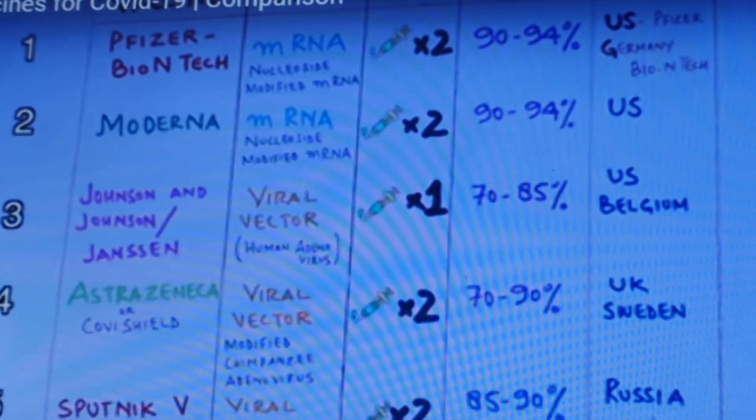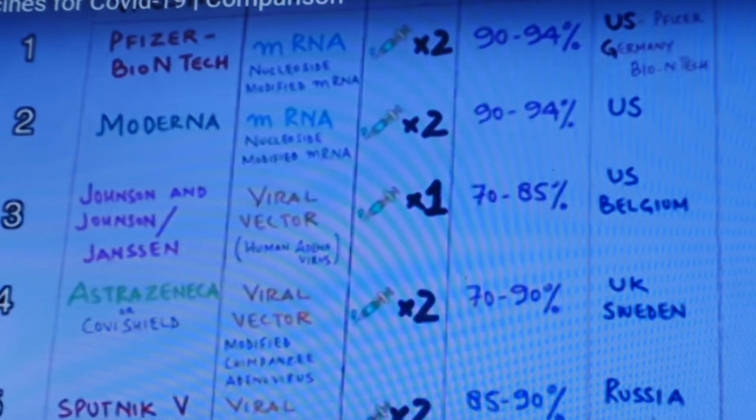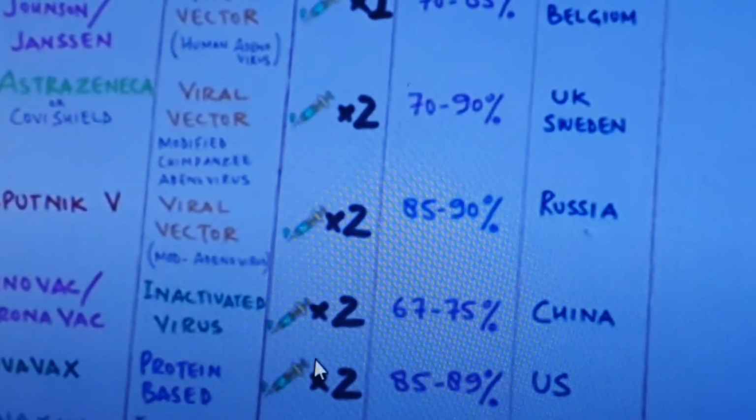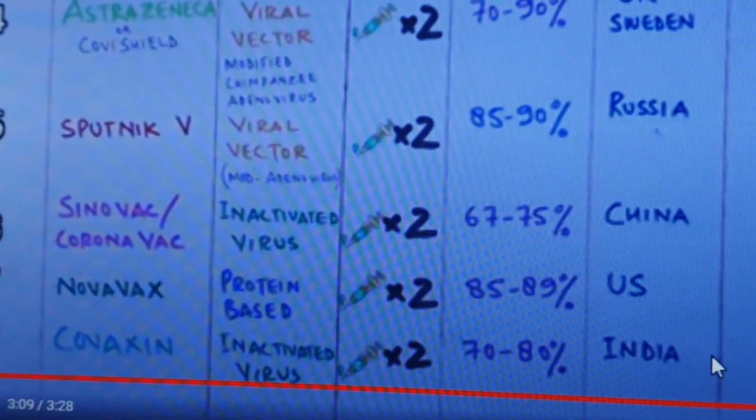Then we have from Russia Sputnik V. It's a viral vector again, given twice, with 85 to 90% efficacy. And of course from China, we have Sinovac and CoronaVac. It's an inactivated virus, so they use a whole virus which is inactivated, given in 2 doses, 67 to 75%. Novavax is protein based. I think they use the protein of the COVID virus, 2 doses, 85 to 89%. It's from the US. Last but not least is Covaxin, an inactivated virus, 2 doses, 70 to 80%, and it's from India.